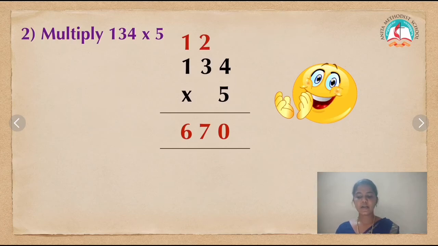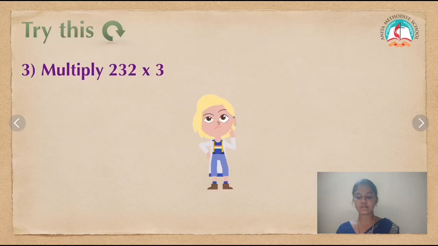Okay, so let's move on to another one. You are going to try this one. Okay, so multiply 232 by 3. Can you try this, children, on your own? I will give some time to finish this problem. So try this on your own. This is a simple sum. So do it on your own, children.